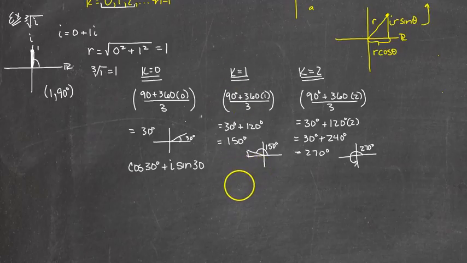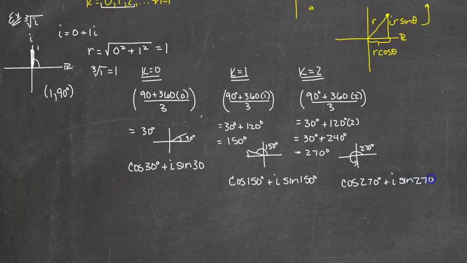In this second case, I'm looking for the cosine of 150 plus i times the sine of 150. And in the third case, for the third root, I'm looking for the cosine of 270, which we already know is 0, so that's going to be easy to work with, plus i times the sine of 270.